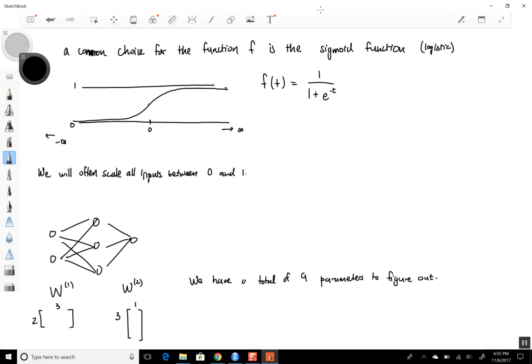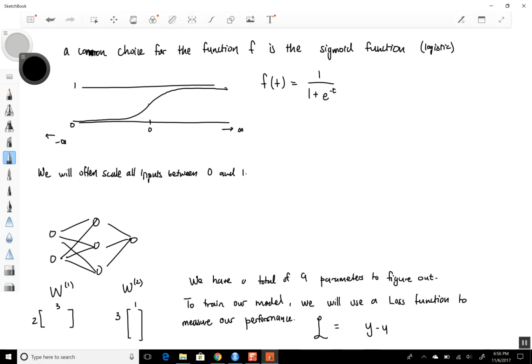on our data. And so we create a loss function, and our loss function will often just be the sum of squares residuals, right? Squared residual function. So we have a total of 9 parameters to figure out. And so the way we're going to do this is to train our model. We will use a loss function to measure how good or bad our performance is. And so our performance measure will be the sum of our residuals. So y minus y hat, we're going to square those residuals and add those up. Okay, so this is a squared residual function, right?